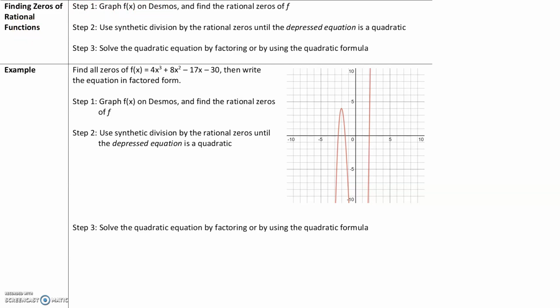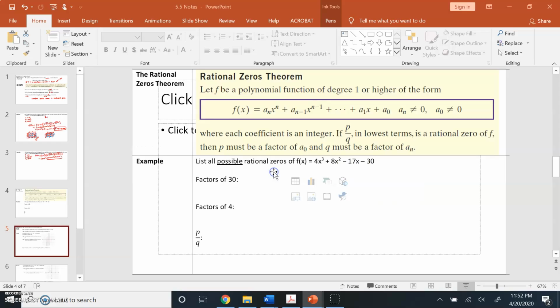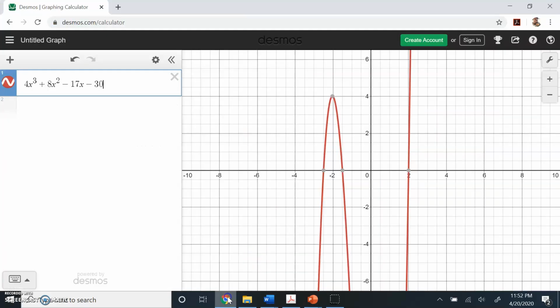So what we're going to do is graph this. I had the picture here for you guys, but what you would do is go to desmos.com, and I've already done this. You would put in this polynomial, and you would see its graph. Then you're going to locate all the zeros.